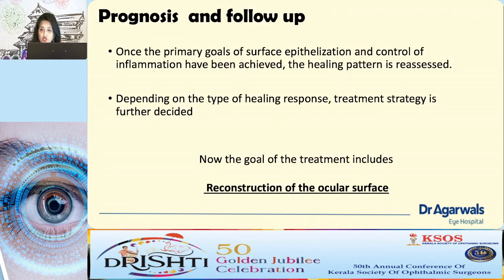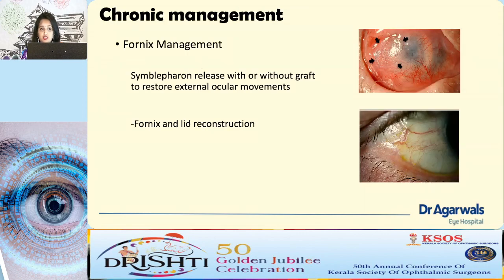So once the acute management is done, the next goal is mainly to reconstruct the ocular surface, because by then we have an idea as to what is the extent of damage and how much treatment is further required to reconstruct and visually rehabilitate the patient. When it comes to reconstruction or chronic management, there are 3 components that need to be handled: the fornix management, the limbal stem cell deficiency, as well as the corneal scars.